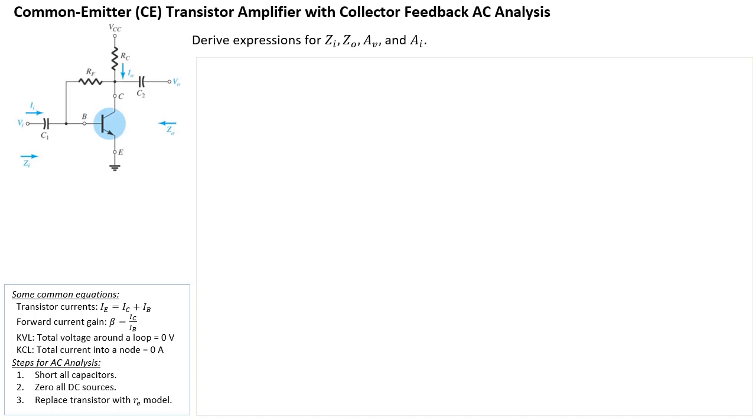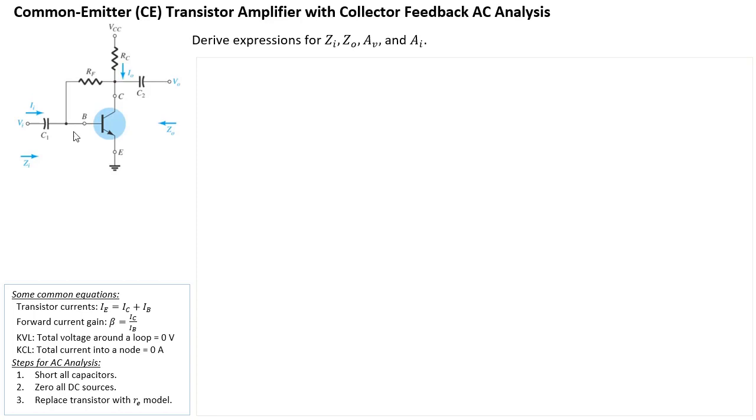Hi everyone, welcome back. In this video I'm going to do an AC analysis of a common emitter transistor amplifier, but with a collector feedback. As you can see, RF here is actually taking a portion of IO into IB. Alright, so this is an AC analysis.